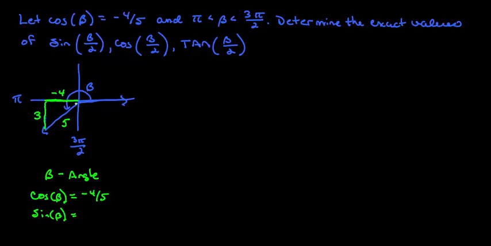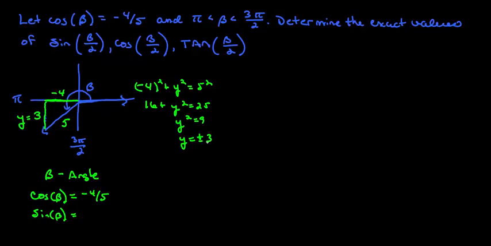Now how did I get the 3? Well, I did -4 squared plus, we'll call it y, is equal to 5 squared. So that gives me 16 plus y squared is 25. So y squared is 9, so y equals plus or minus 3. So we know this length is 3. The question is, do we do positive or negative? The answer is negative because we're heading downward. We're in quadrant 3 over here.